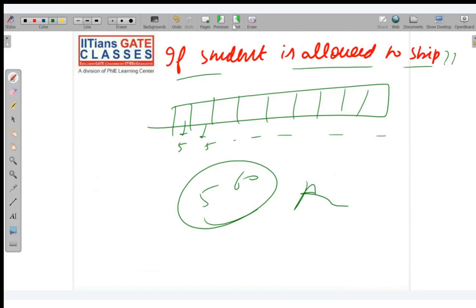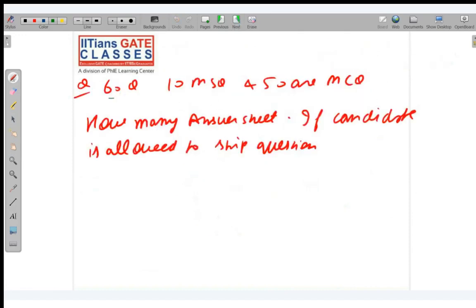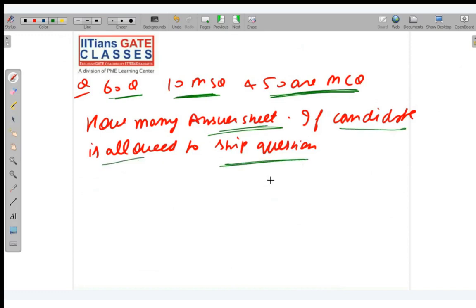Okay, I am jumping to the next slide now. So 60 questions, 10 MSQ and 50 MCQ. How many answer sheets are possible if the candidate is allowed to skip the question also? This is important. There are 10 MSQ also.